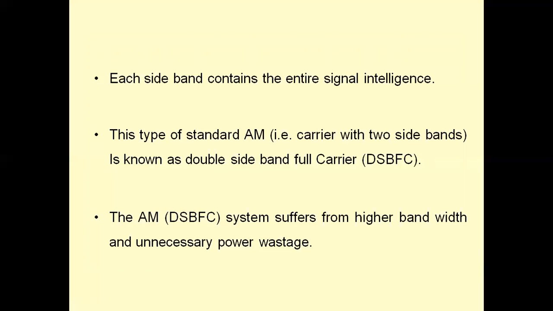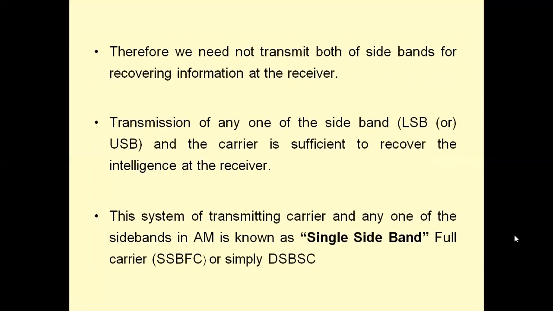And hence, we are making use of these modulation schemes. Therefore, we need not transmit both of the sidebands for recovering information at the receiver. Transmission of only one sideband, either the lower sideband or the upper sideband, is sufficient to recover the intelligence at the receiving end. This system of transmitting the carrier and any one of the sidebands in AM is known as single sideband full carrier.